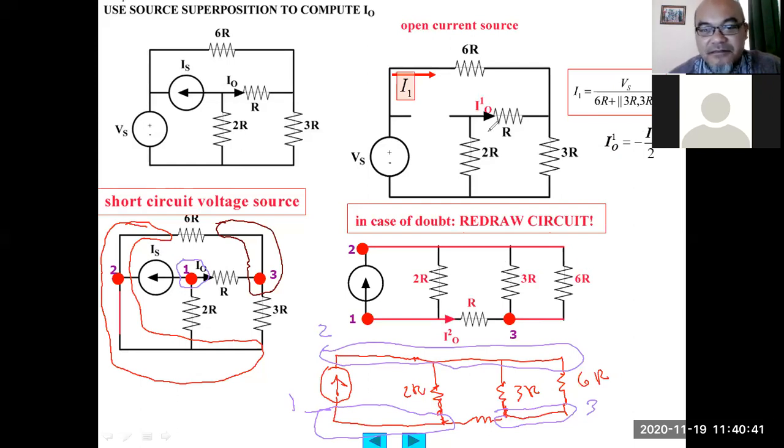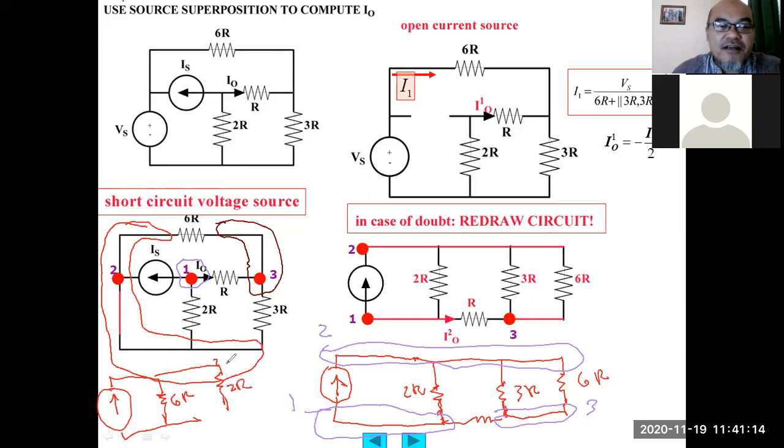We can change the sequence of the resistors, yes, sure. For example, you draw first 6R, and then afterwards you draw the others. It's better, of course, to draw 3R here, because 6R is connected with this. You can also draw 2R, it doesn't matter, and then you can draw 3R here. So this becomes node number 2, according to this.